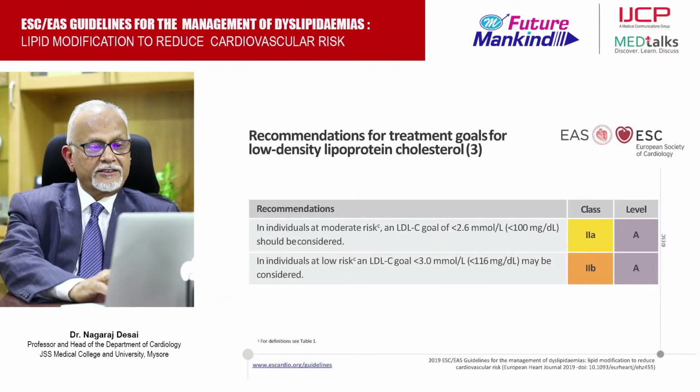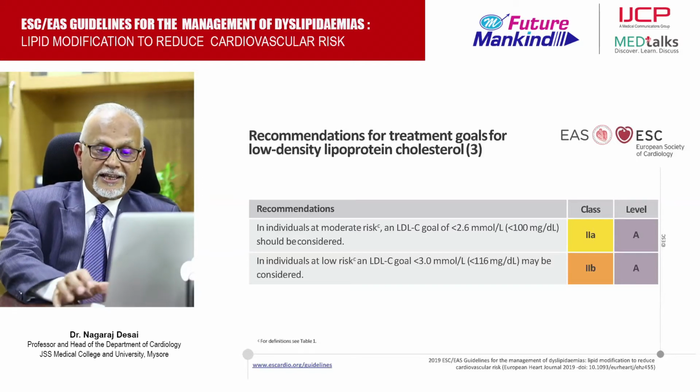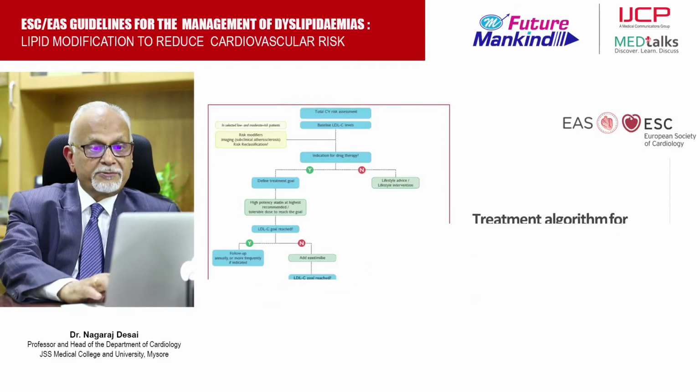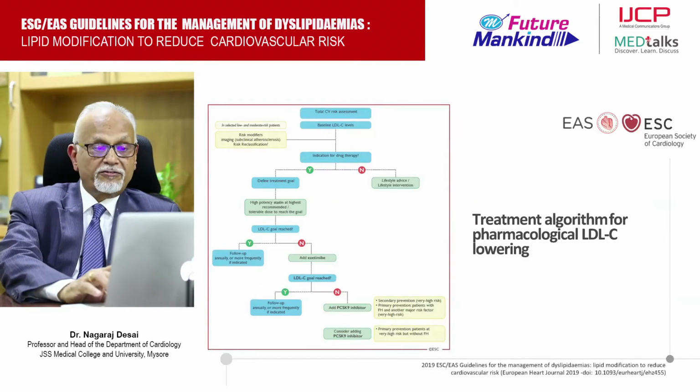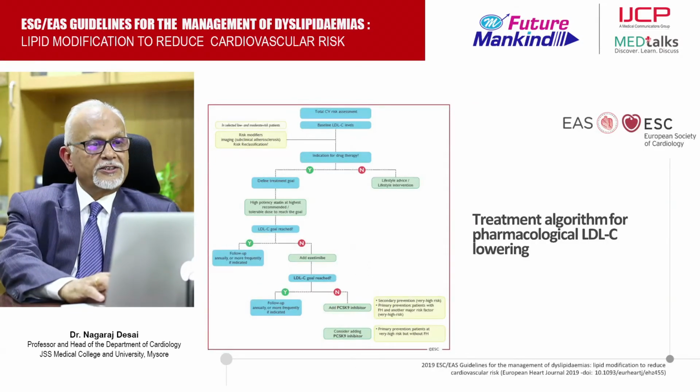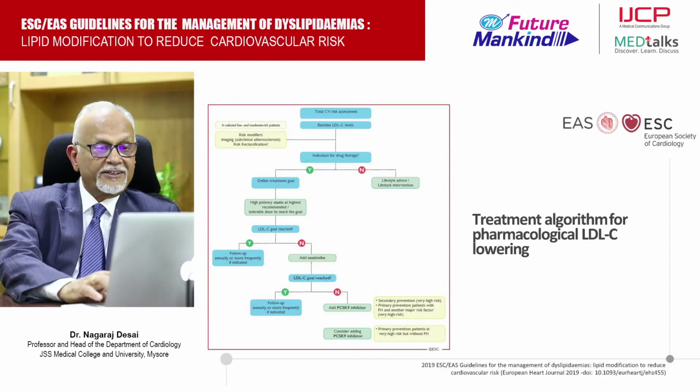Of course, if the patient is at moderate risk, the goal is less than 100 milligram, and if the patients are at a lower risk, here you can see that 116 milligram is being considered as a class 2B recommendation. This treatment algorithm is very useful for us to understand here.